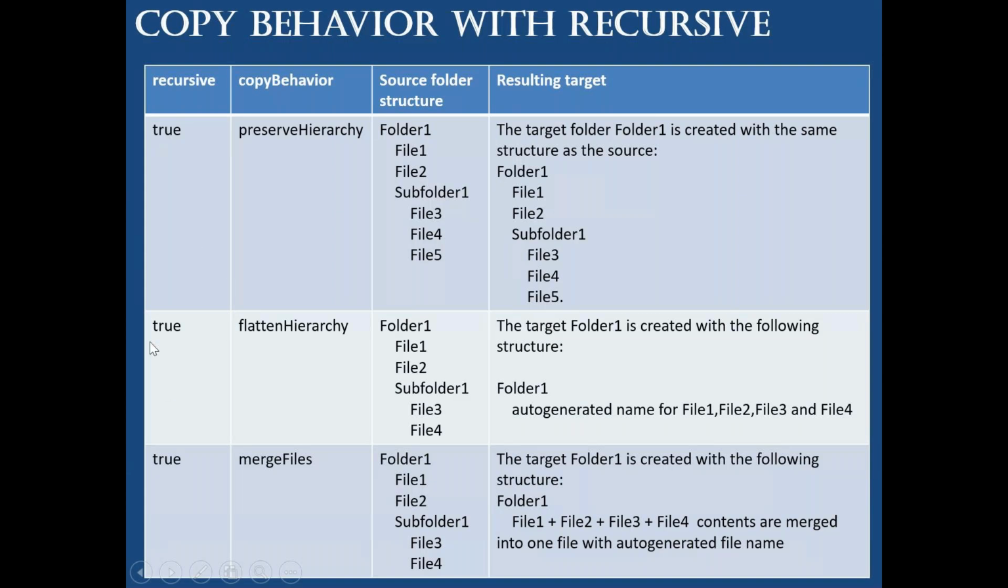Next, recursive equal to true, flatten hierarchy. So folder 1, file 1, file 2, subfolder 1, file 3, file 4. So now what happens? The target folder 1 is created with the following structure. So folder 1, auto-generated names for file 1, file 2, file 3, and file 4 are going to come. Understood? Automatically generated file names will come, but all these files will be there under folder 1.